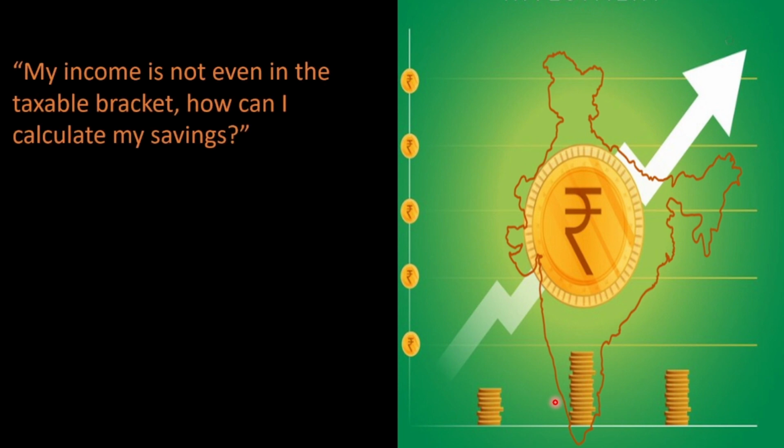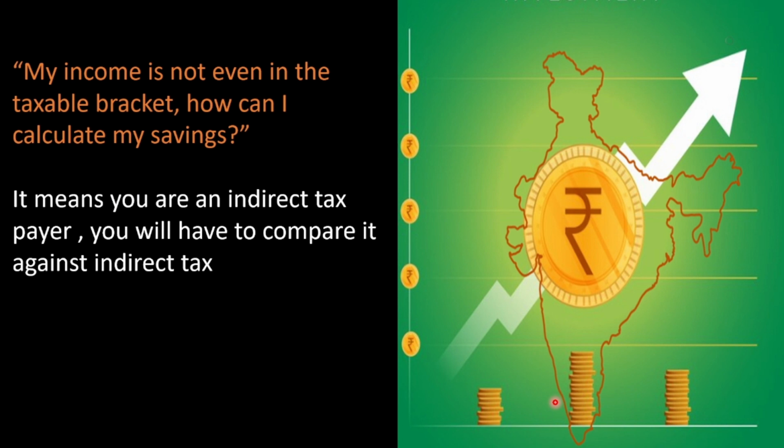Now when I presented this, I got a statement: my income is not even in the taxable bracket, how can I calculate my savings? What it eventually means is you are just an indirect taxpayer and you will have to compare it against indirect taxes. Please remember, even though you are not in the taxable bracket, you will be availing a lot of services and products anywhere between 5 to 18% of GST. If you compare it to the GST that you are paying, then there also DTT will be a much more effective taxation regime.